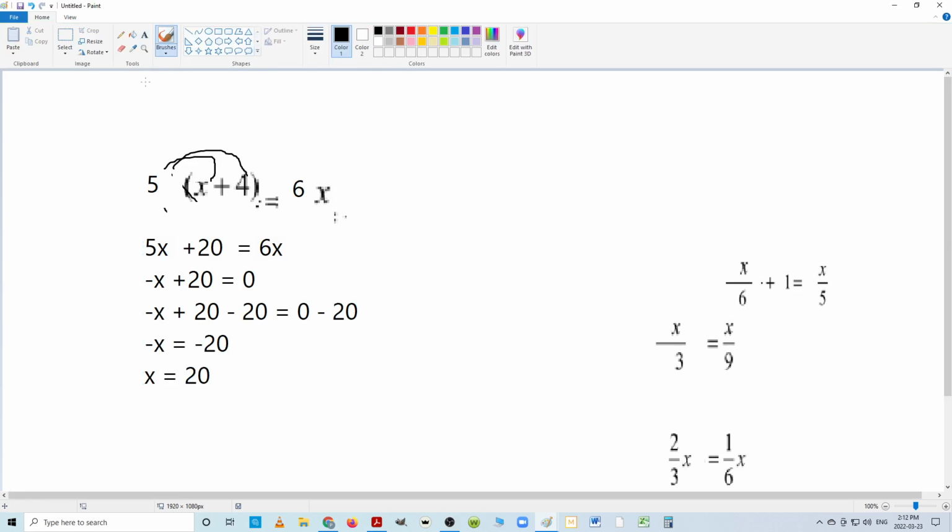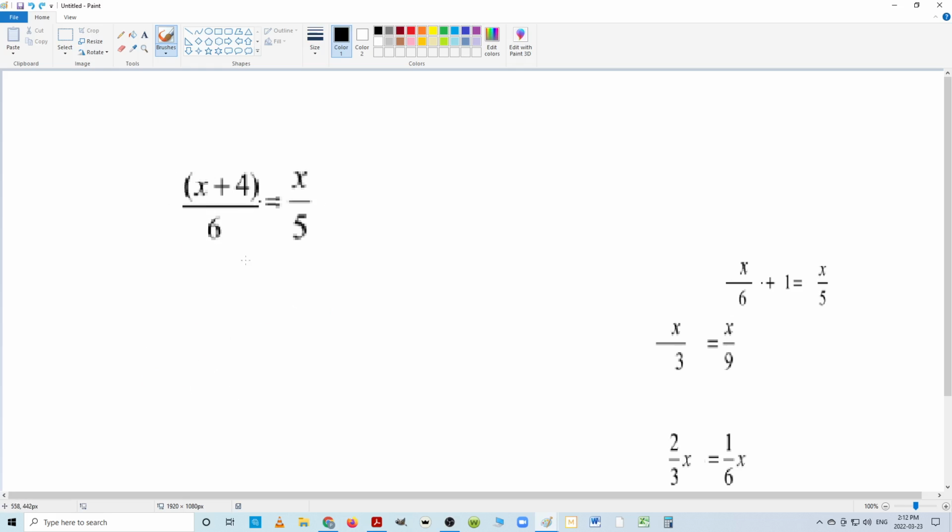If I go back to my original equation and take 20, it will work out. So that means that the only way this will work is if x is 20 on both sides. Let's see if that's true. If I put 20 here, 20 plus 4 is 24. And over here, if I put 20, 20 divided by 5 is what?